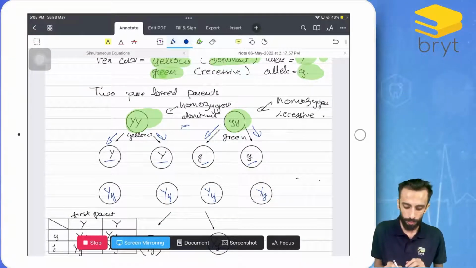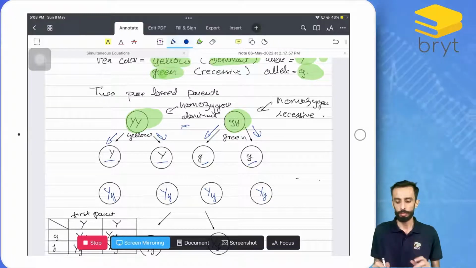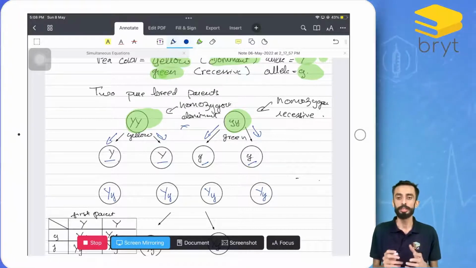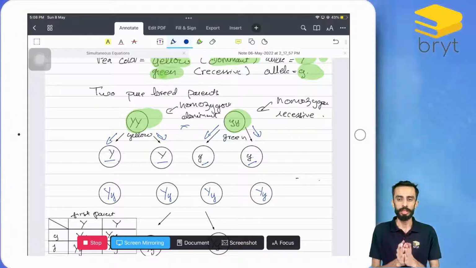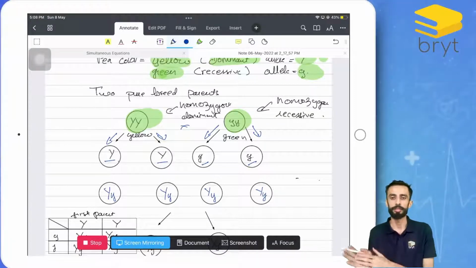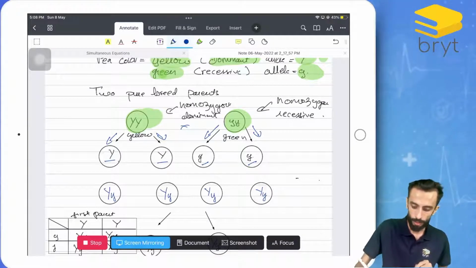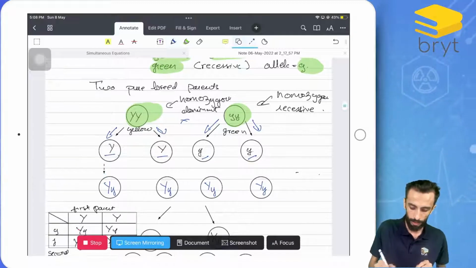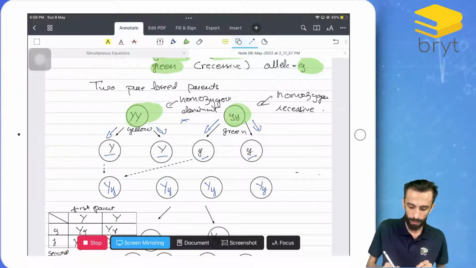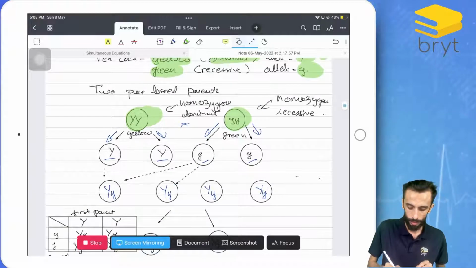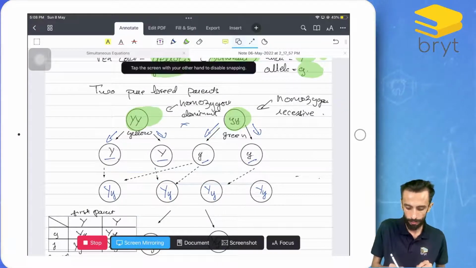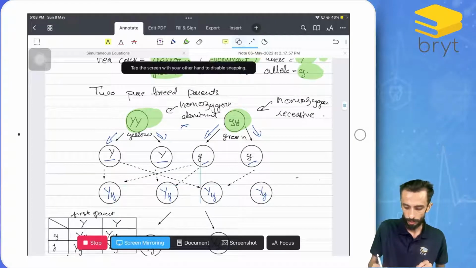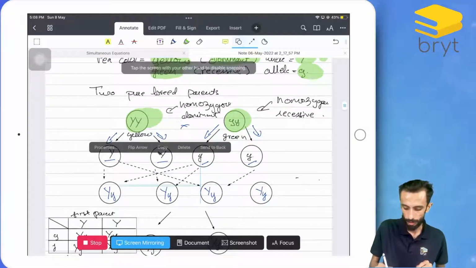The pea plant that is forming yellow peas will mate with the plant that is forming green peas. Now the thing is, there's equal probability of each gamete from one plant to fuse with each gamete of another plant. This means that this gamete can mate with this gamete, or it can fuse with this gamete. And same case here, this gamete can fuse with this gamete, or it can fuse with this gamete.